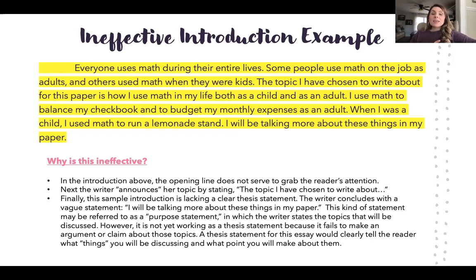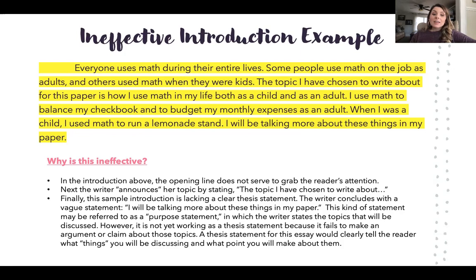The next thing that I see often, and this happens in my 112 class, this happens in my 111 class, is that people announce that they're getting ready to write. Clearly, when you're writing a paper, you are writing a paper. So it's not necessary for you to say, this paper is going to be about, or I am going to write about. Of course, the reader knows that that's what you're doing. So you can avoid sentences such as, the topic I have chosen to write about is blank.